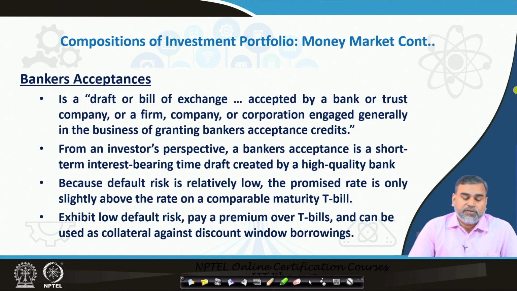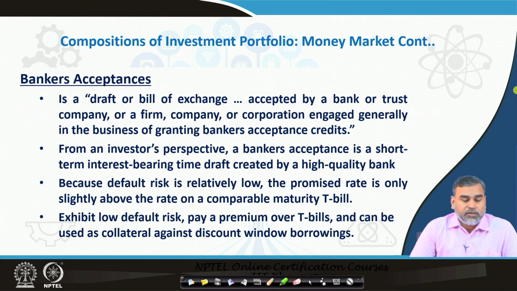Remember, it is a short term interest bearing time draft. So, the banker's acceptance is a time draft created by a high quality bank, which can be relied upon by companies, and the company can accept that particular acceptance to provide any kind of credit, loans or financing activities. This instrument carries certain interest, and against that interest the bank can generate revenue. And the default risk is very low because it is issued by a high quality bank, and the promised rate is only slightly above the rate on a comparable maturity T bill.